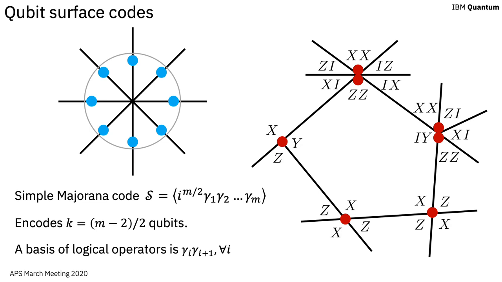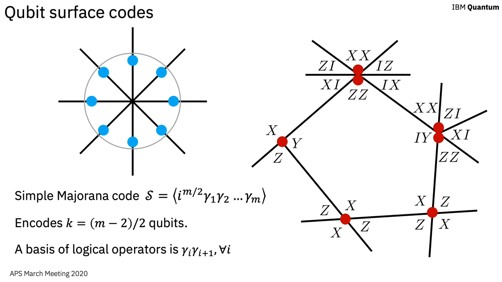Okay, so from the Majorana code, we now want to convert it to a qubit surface code. What we need to recognize is that there's this simple Majorana code where you have m Majoranas, and the only non-identity stabilizer is just the product of all the Majoranas. And this happens to encode (m-2)/2 qubits. And a basis for the logical operators is just any product of two Majoranas.